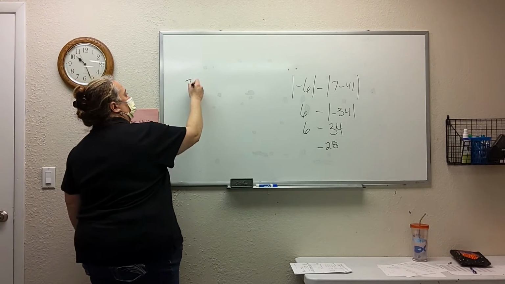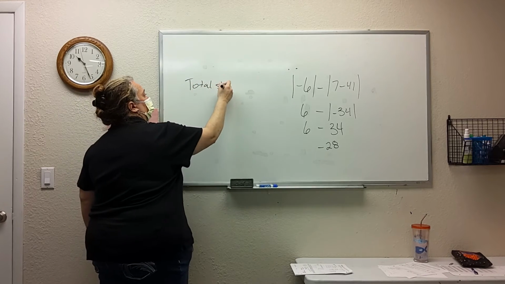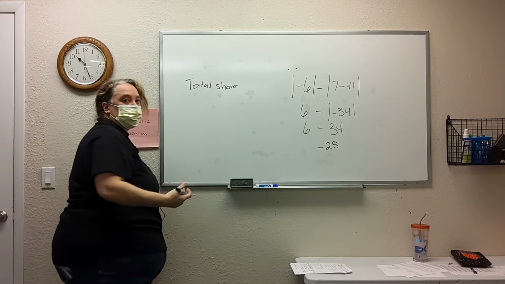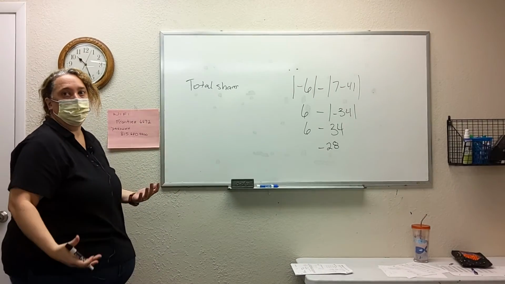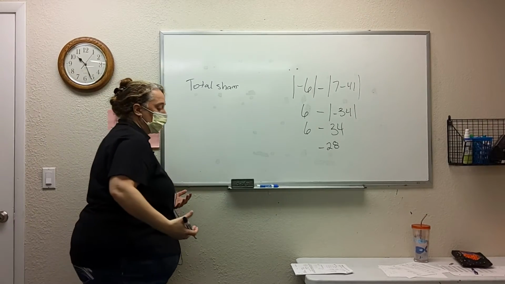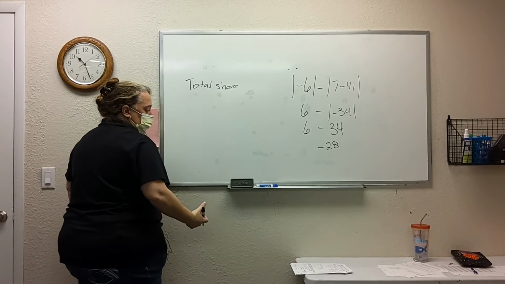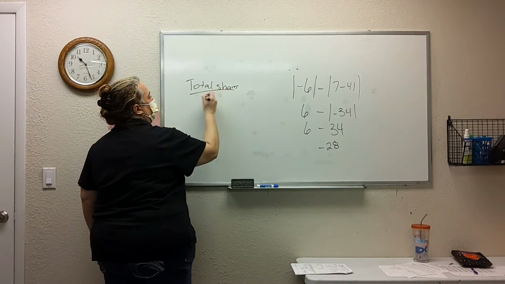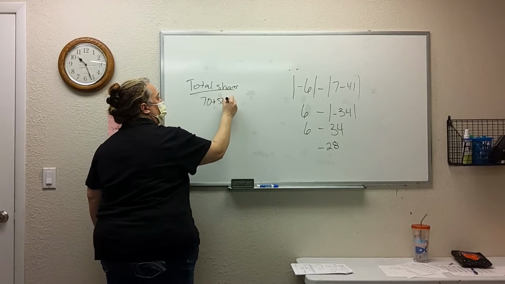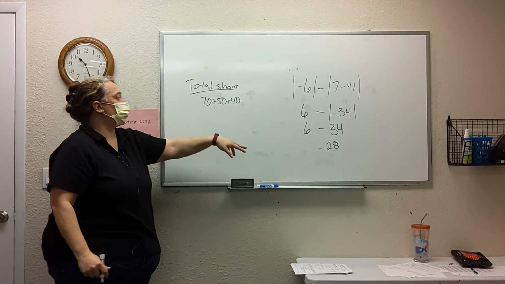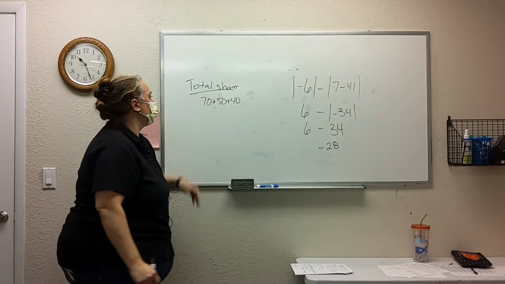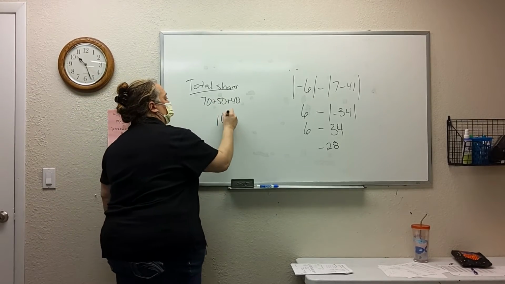Okay, so let's look at that. Let's look at total shares. So a share is just like a piece. Don't let the wording mess with you. So the total number of pieces in this pie, or the total number of shares, is 70, 50, and 40. So we got 70 plus 50 plus 40. Mental math: 70 and 50 is 120, 120 and 40 is 160. So there's 160 total shares.